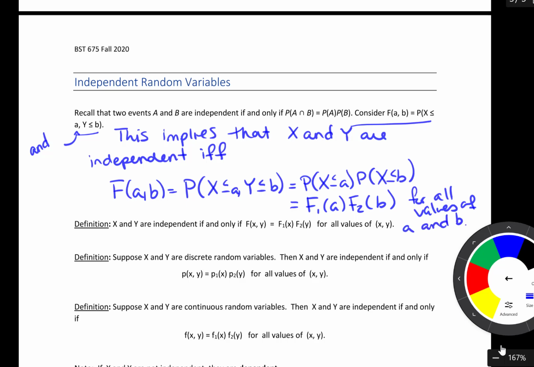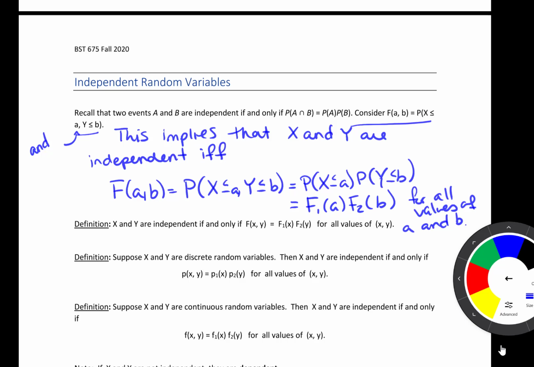Using what we know about independence, if we look at capital F of A, B, we know that's equal to the probability that x is less than or equal to A and y is less than or equal to B. If x and y are independent, then that probability must be equal to the probability of x less than or equal to A multiplied by the probability of y less than or equal to B, for all possible values A and B that we could come up with.